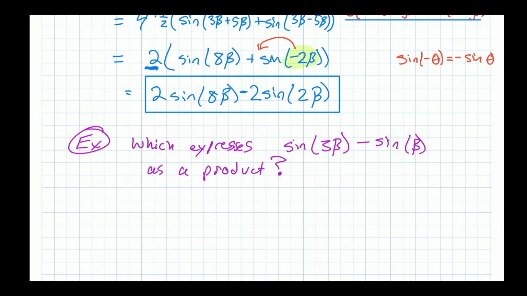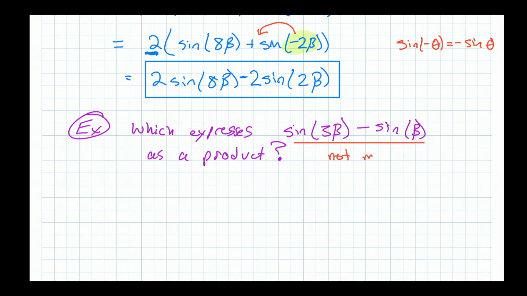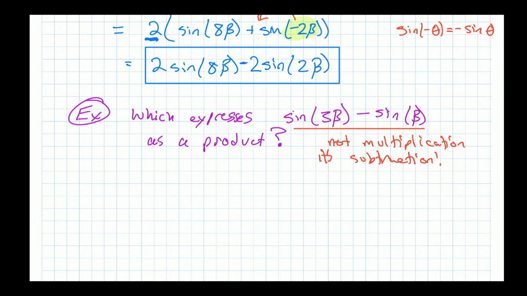Okay, and so what are we going to do? Again, that really just means simplify. So what you're supposed to notice about this is that these are not being multiplied this time, right? This is not multiplication anymore. It's subtraction. So what are we going to do? We're going to use a sum to product formula. Sum means addition, but this is subtraction, but it's still on the list. So use a sum to product formula.